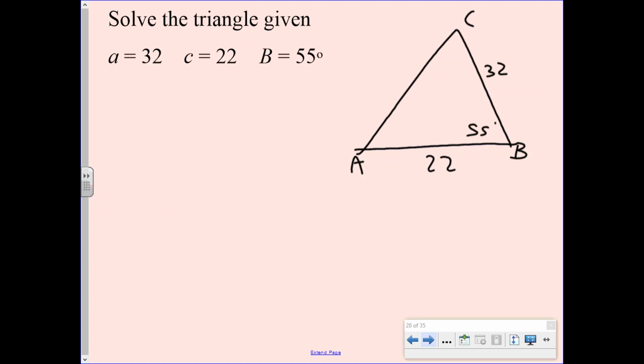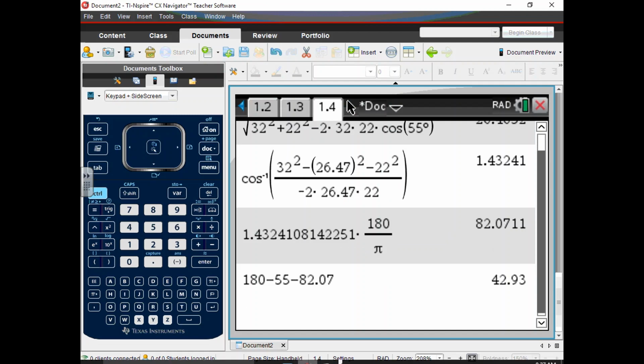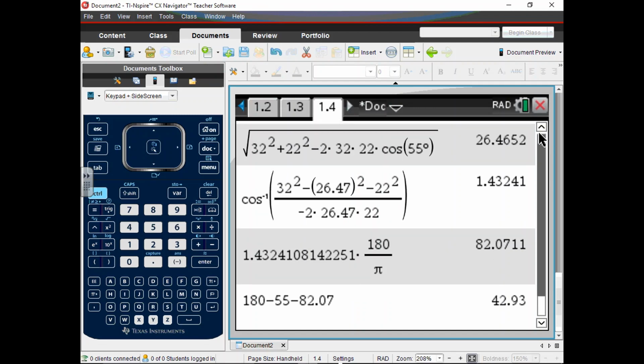All right, so again, on this one here, hopefully you have the answers, or at least have everything set up. And even on the calculator, I'll show you on the calculator, I've got everything set up for you. Here's what you have to do. So we know we have to find side B first. So we do that with our square root deal. And that is right here. So the top line, side B is going to come out to be 26.42.